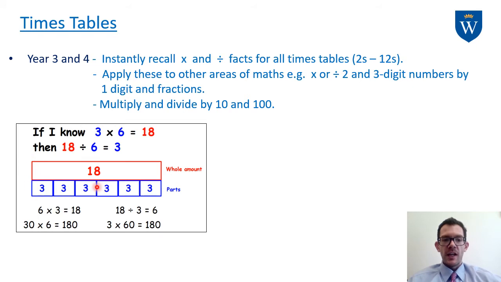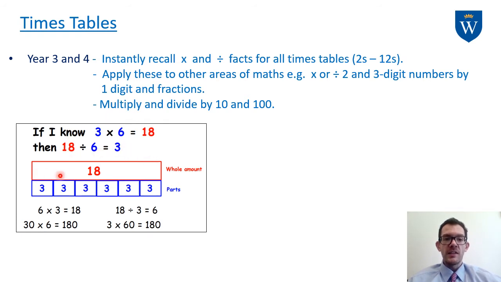So here is a bar model. You can see the blue parts. There are 6 parts here. Each part is 3. So we could say 6 lots of 3 are 18. We also know that 3 times 6 is 18. And then we know that 18 divided by 6 is 3.